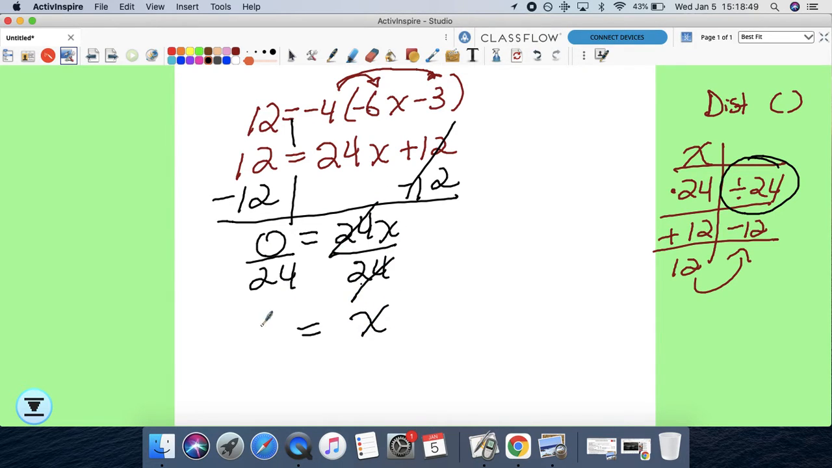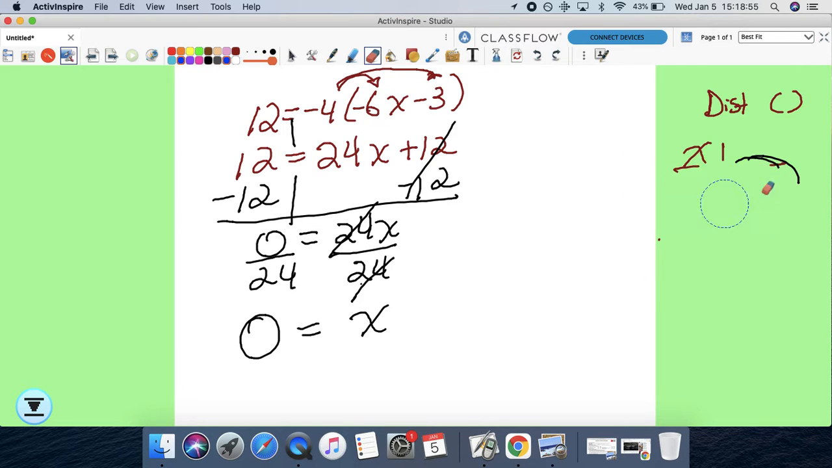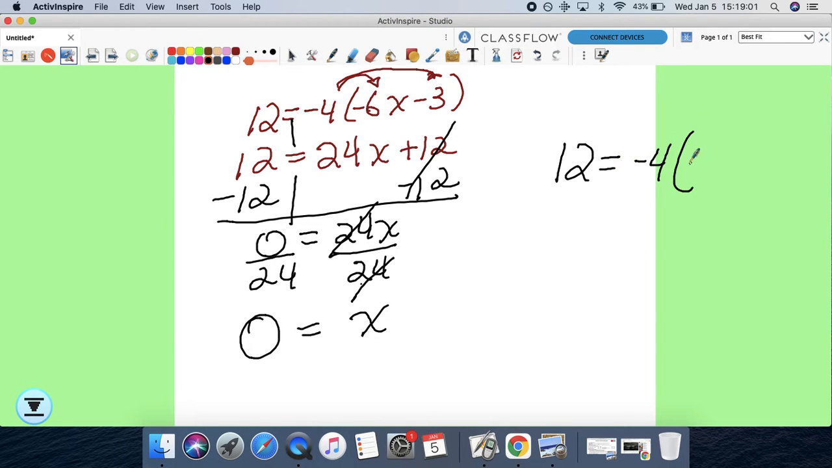And 0 divided by 24 is 0, which is great. I love when it's 0. It makes my life so much easier, especially when you're substituting. You know, 0 is a good number. So 12 equals negative 4 minus 6x minus 3.